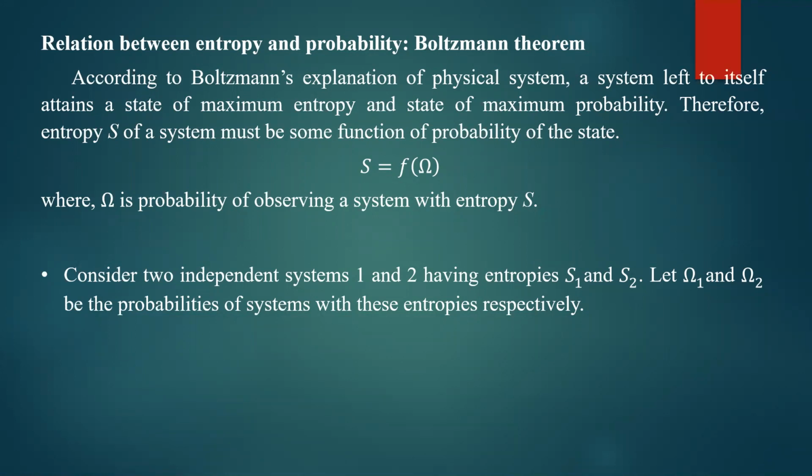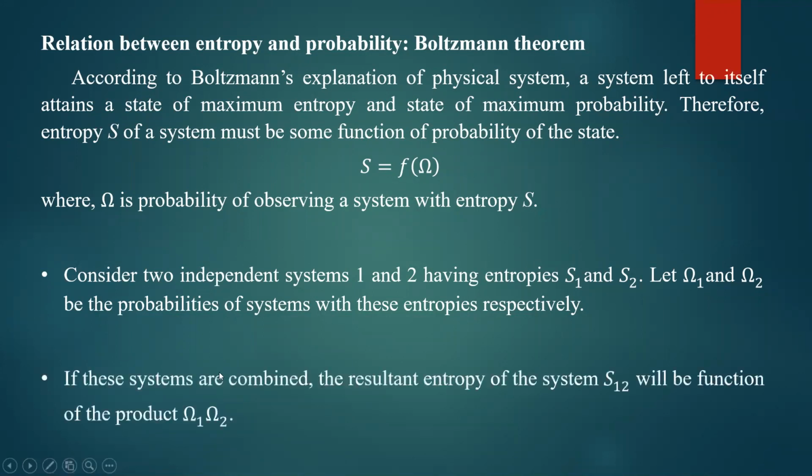S1 is the entropy of system 1, S2 is the entropy of system 2. They are individual quantities. If these two systems are combined, then entropy becomes additive. The total entropy of the system will be equal to S1 plus S2, but the probability will be omega 1 into omega 2. That is in accordance with the multiplication probability rule.